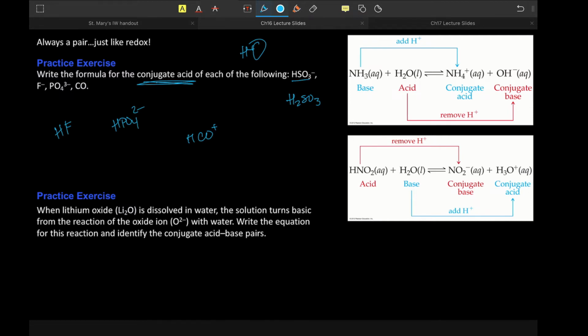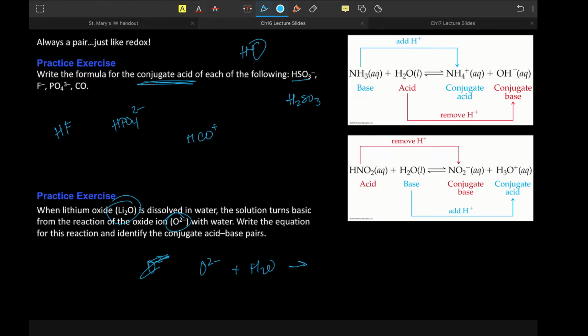Yes? All right. When lithium oxide is dissolved in water, the solution turns basic from the reaction of this, right? So obviously our solubility rules tell us that will dissolve, right? And then we have our O2 minus plus water is going to give us what, right? Well, we got to look at our options, right?